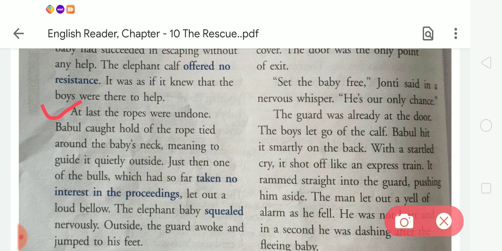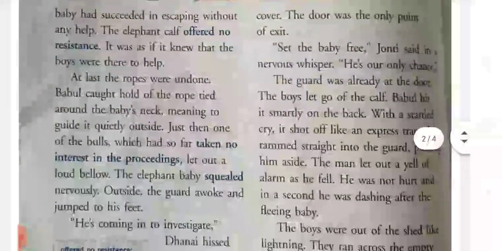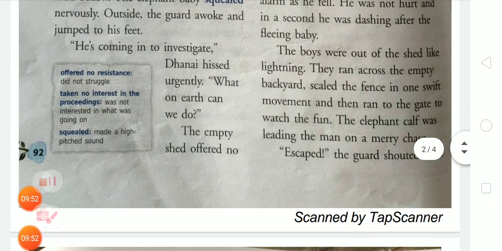There are massive bulls, and one of them started to make noise. So the baby elephant squealed nervously. Outside, the guard awoke and jumped to his feet. He is coming to investigate.